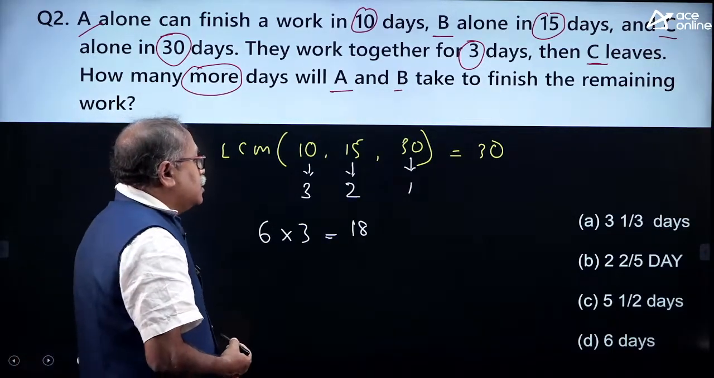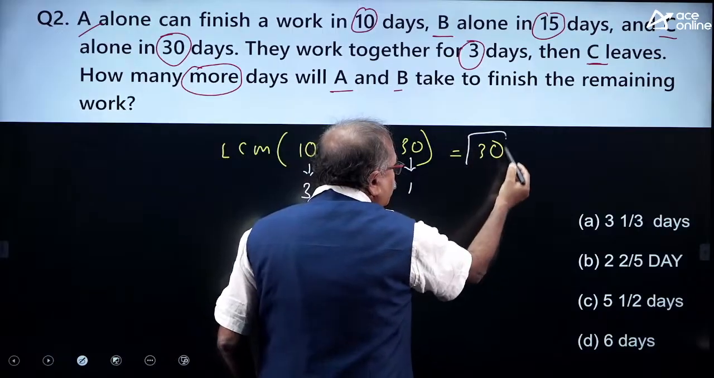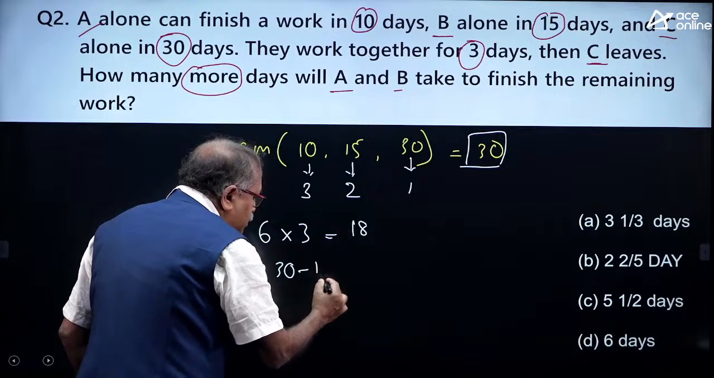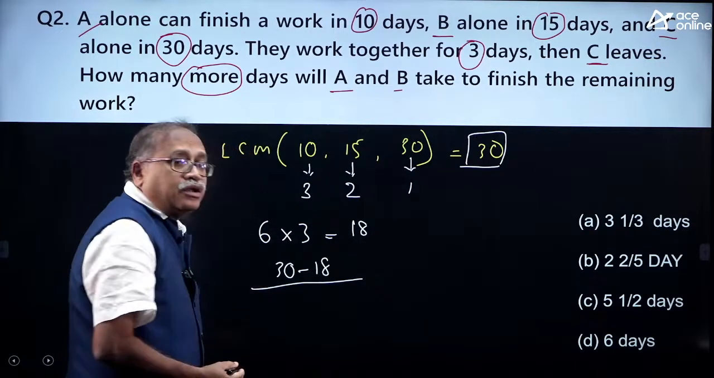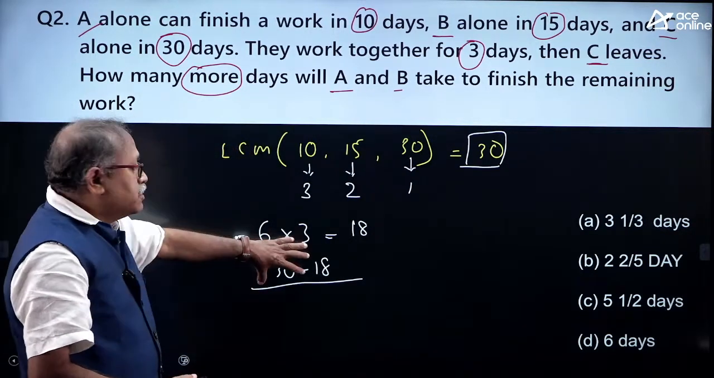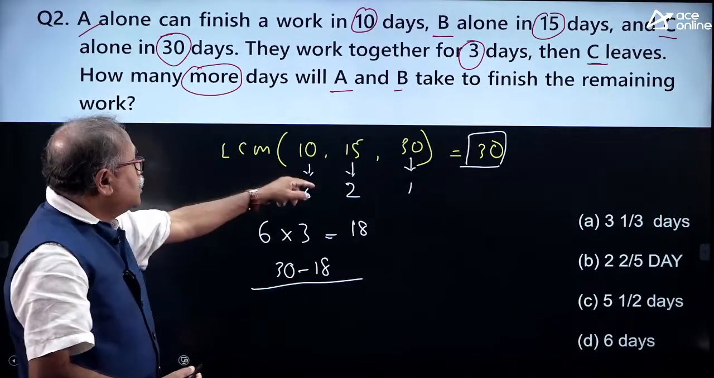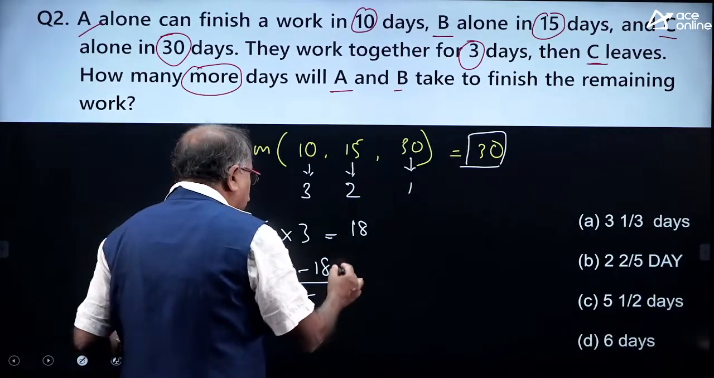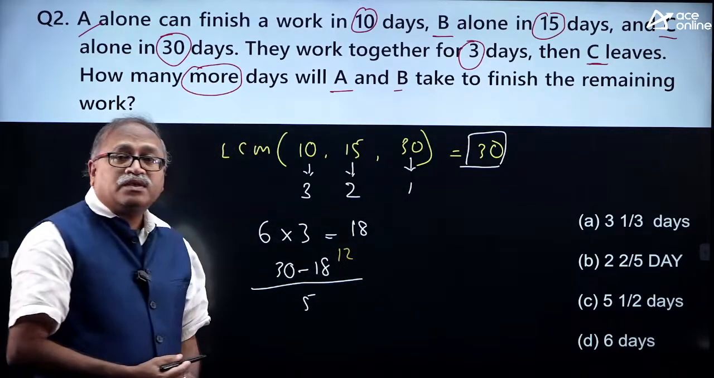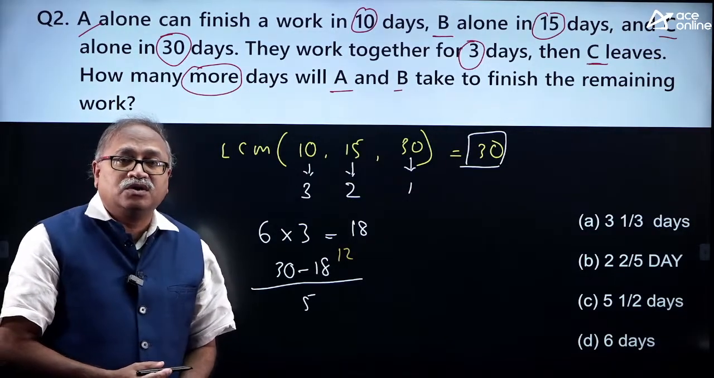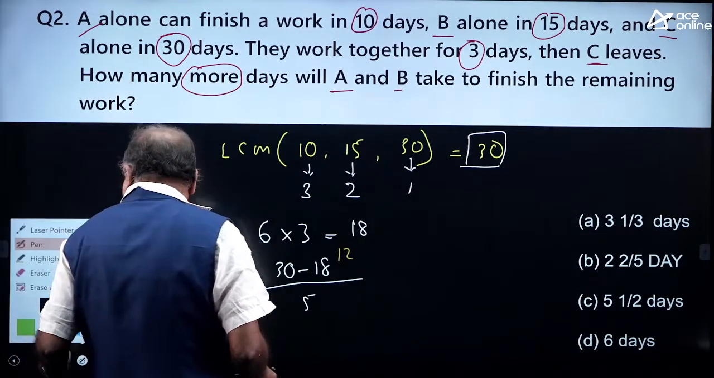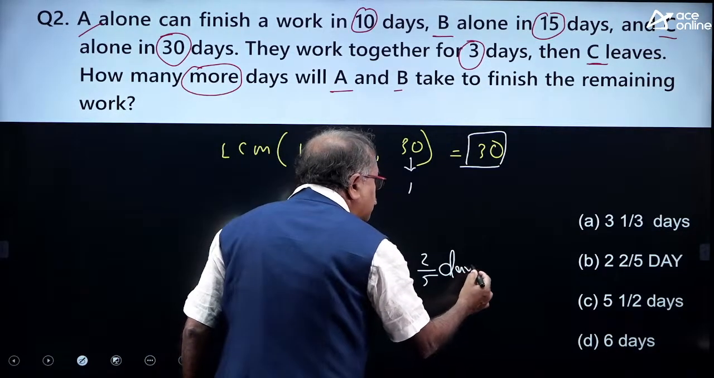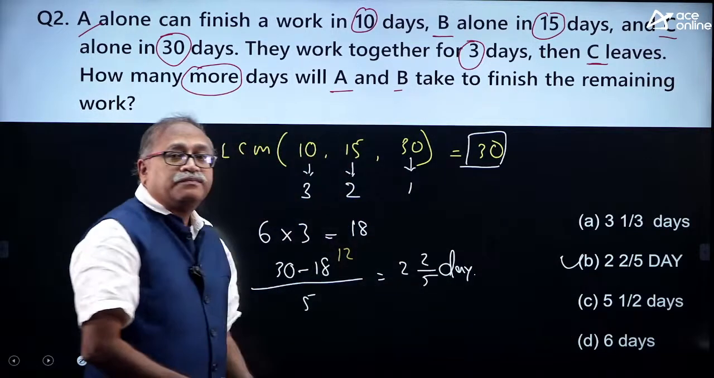What is the work left over here? The total number of units was 30. So the leftover work is 30 minus the work done in the first 3 days, divided by the work rate of A and B, which is 5 units per day. So this comes to 12 over 5, which is 2 and 2 by 5. So your answer has to be 2 2/5 days. So that's option B.